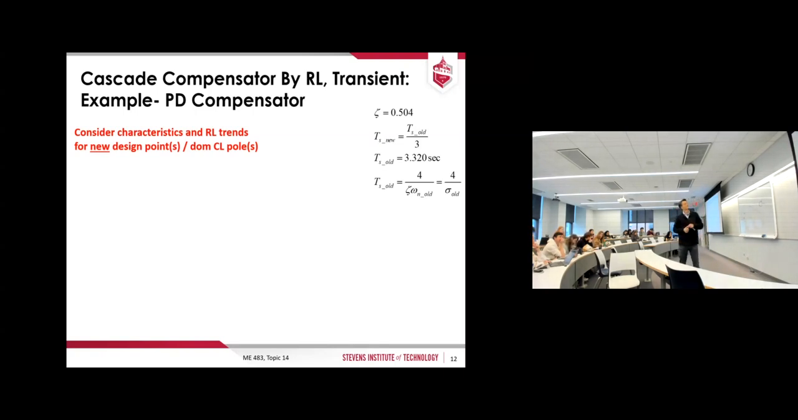Okay? So we have to find a new design point, okay, for the PD controller first. So new design point, yeah, Ts new is 3.3 over 3. That's about 1.11 seconds. So that is our new settling time.